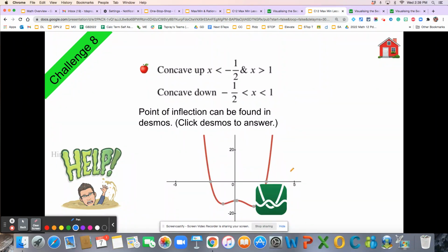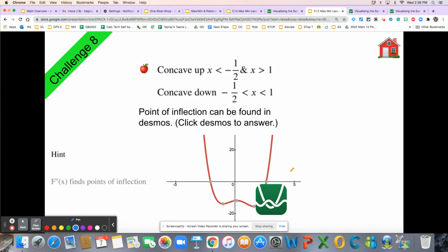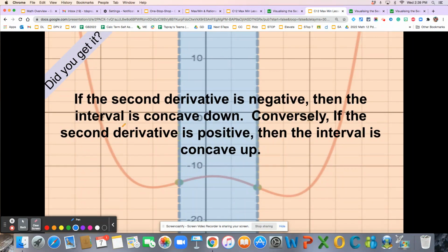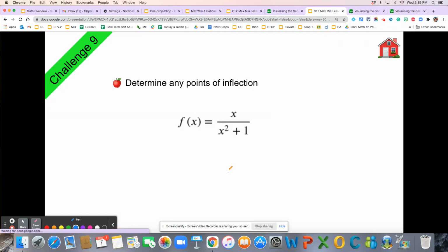Okay, so let's continue. Let's look at a more challenging example. So once again, we know that this is our region where it's concave up, concave down in the middle, and concave up. And if the second derivative is negative, then the interval is concave down. Conversely, if the second derivative is positive, then the interval is concave up.